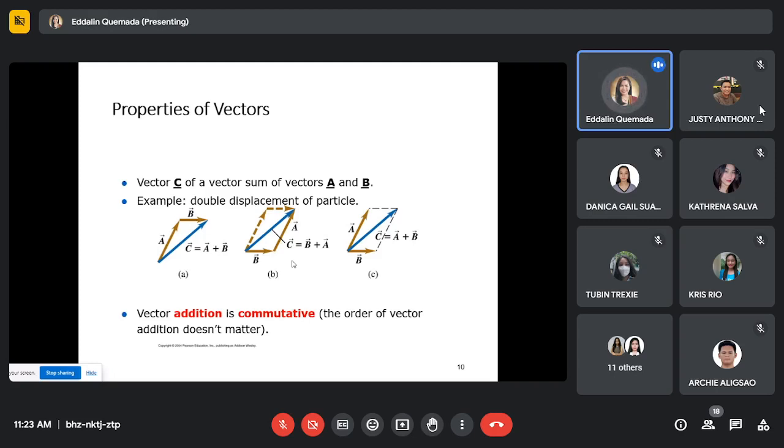So the order of vector addition, or the order of placement, plotting, or addition of vectors, doesn't matter at all. Still, you come up with the same resultant. And that is the idea in vector addition. Whether you use one method or another, the resultant vector or the vector sum that you get will always be the same.